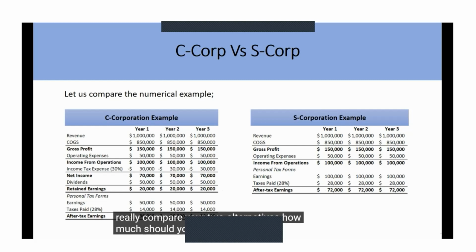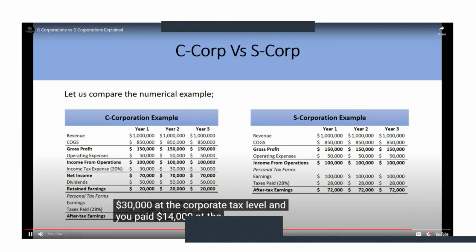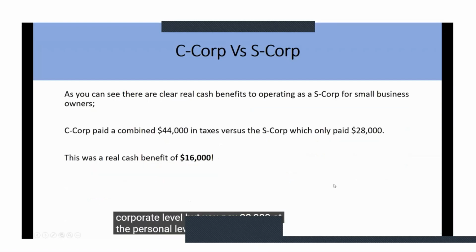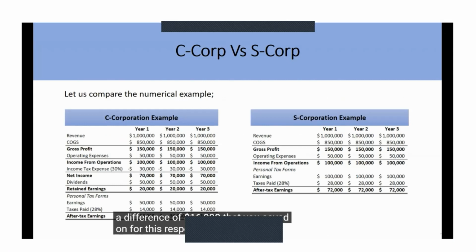How much tax do I pay, which is cash going out of the business and really out of my ownership between the two cases. So with a C Corp, you pay $30,000 at the corporate tax level, and you pay $14,000 at the personal level. With S Corps, you don't pay at the corporate level, but you pay $28,000 at the personal level. So the combined taxes paid for the C Corp is $44,000, while for the S Corp it's only $28,000. So that's a real cash savings, a difference of $16,000 that you saved for this respective business, for really $100,000 that was earned in EBIT.